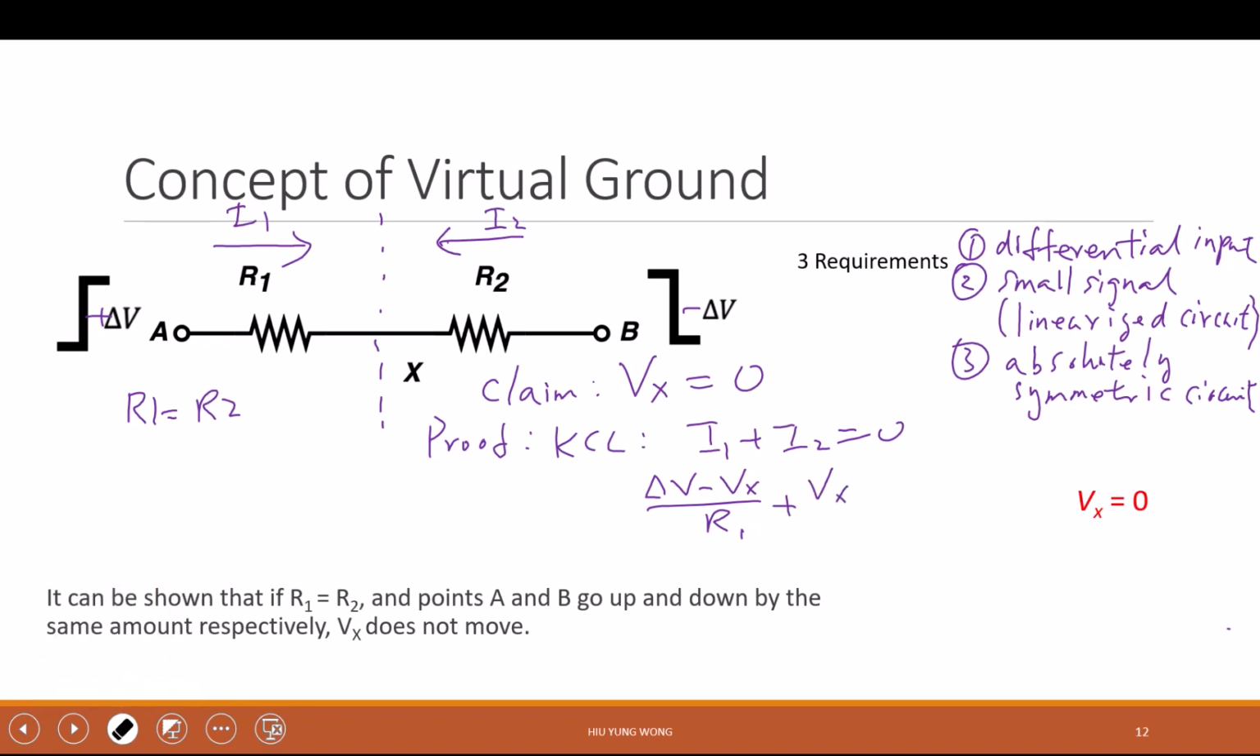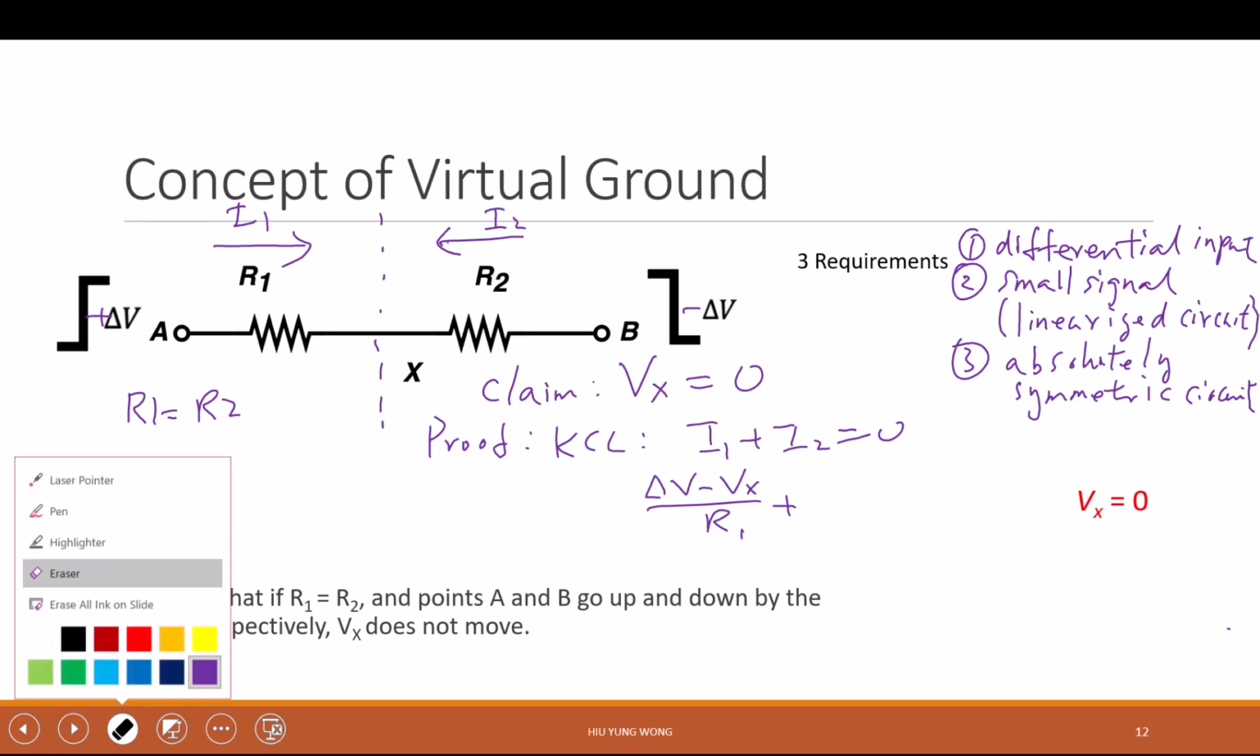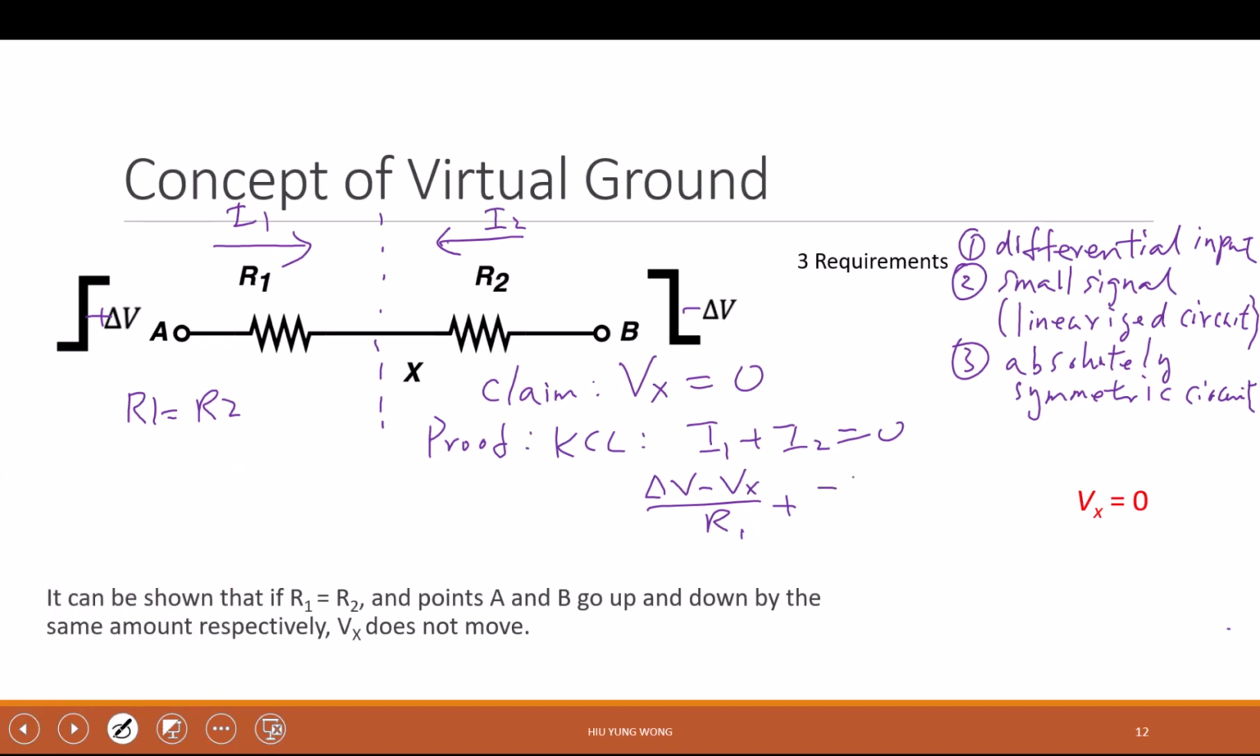No, I'm wrong. What should go first based on the drawing? Minus delta V minus Vx divided by R2. Yeah, because this is the direction, right? Need to be very careful. R1 equals R2, they get cancelled. Then what do I get? Delta V minus delta V, cancel. I got 2Vx equals 0, or negative 2Vx equals 0. So Vx equals 0.